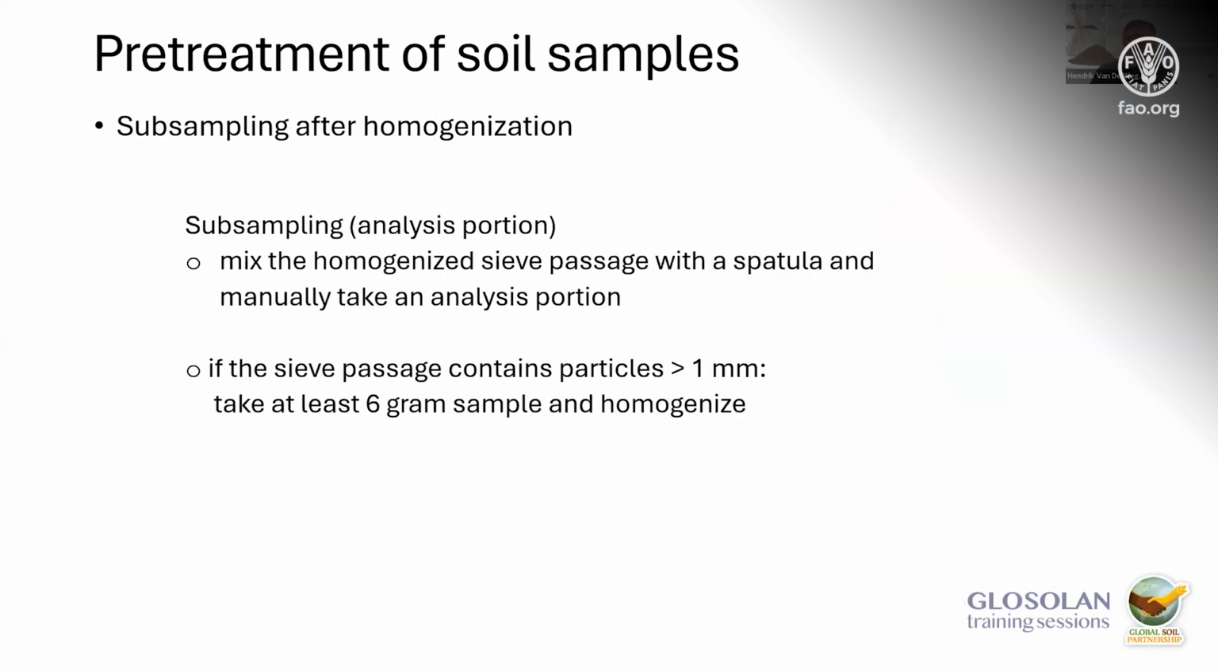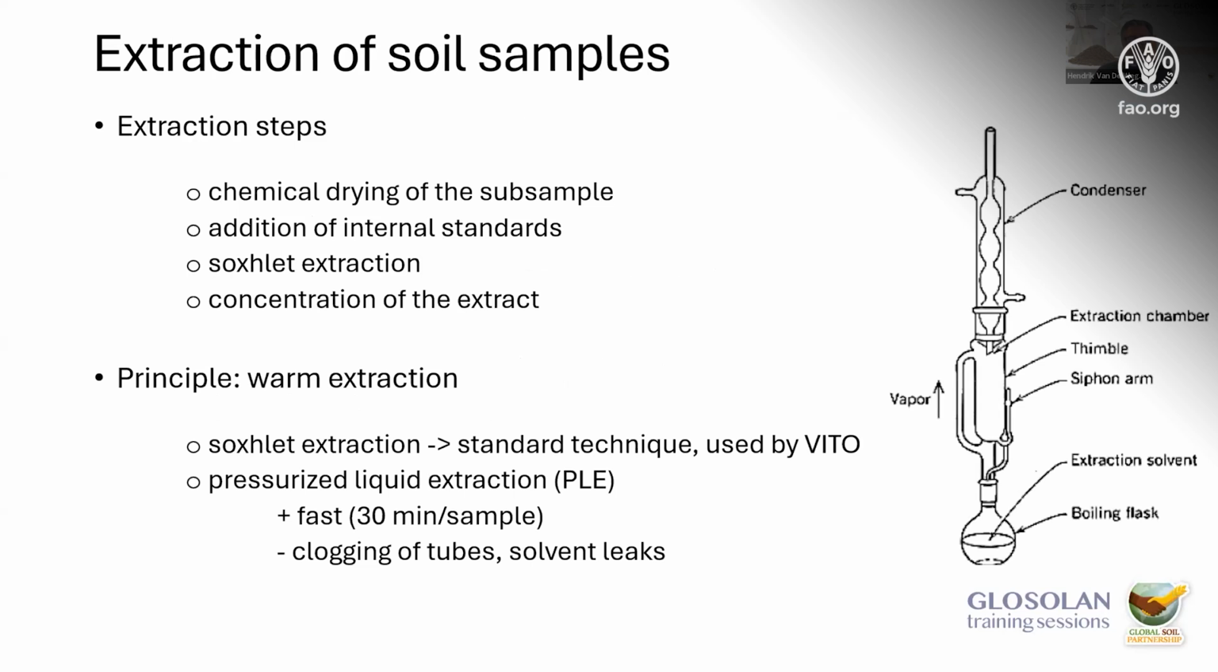Once the sample is homogenized, we come to the subsampling. So we take an analysis portion. For this, we mix the homogenized sieve passage with the spatula, and we manually take out an analysis portion, for instance, 5 grams. If the sieve passage contains particles larger than 1 millimeter, then we have to take at least 6 gram samples and homogenize. The analysis subsample is then extracted.